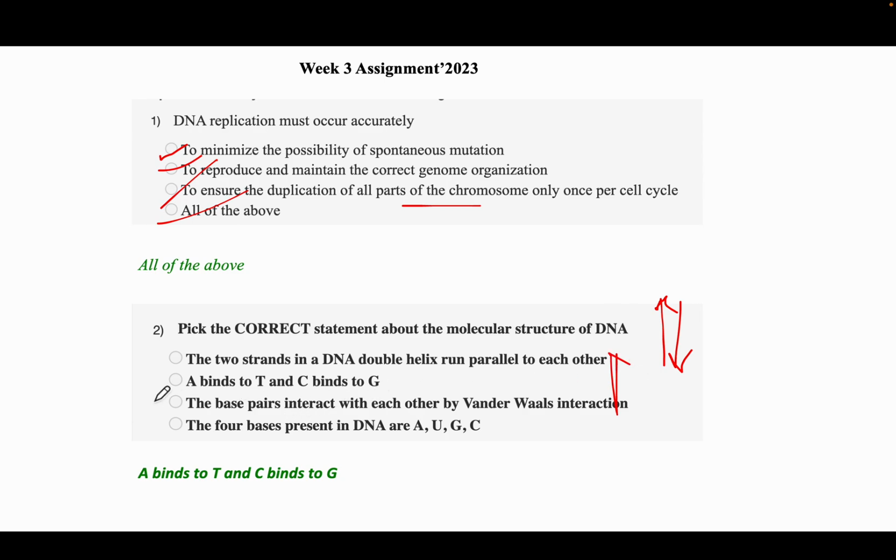Second option is correct. A binds to T and G binds to C. Third option is also incorrect because it will be hydrogen bonds. So the fourth option, the four bases present in DNA are AUGC, but no, the four bases are ATGC. So this is also incorrect. So the answer will be A binds to T.